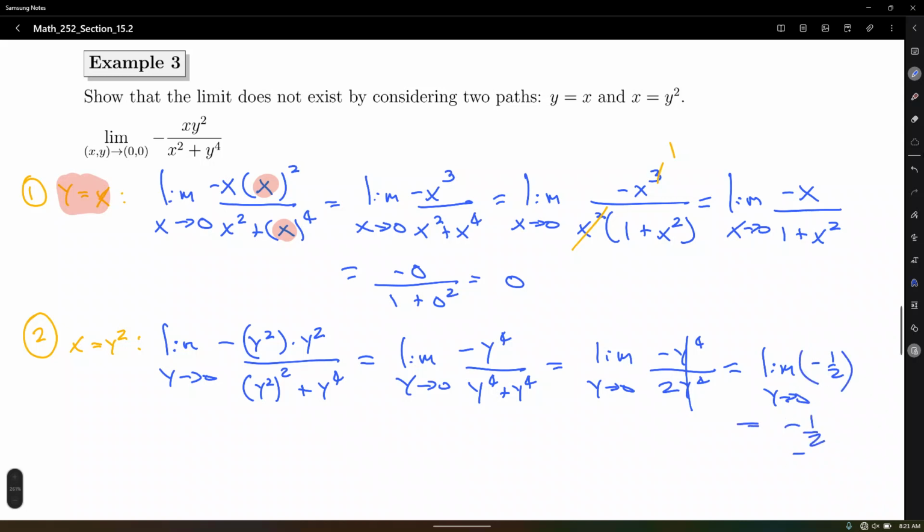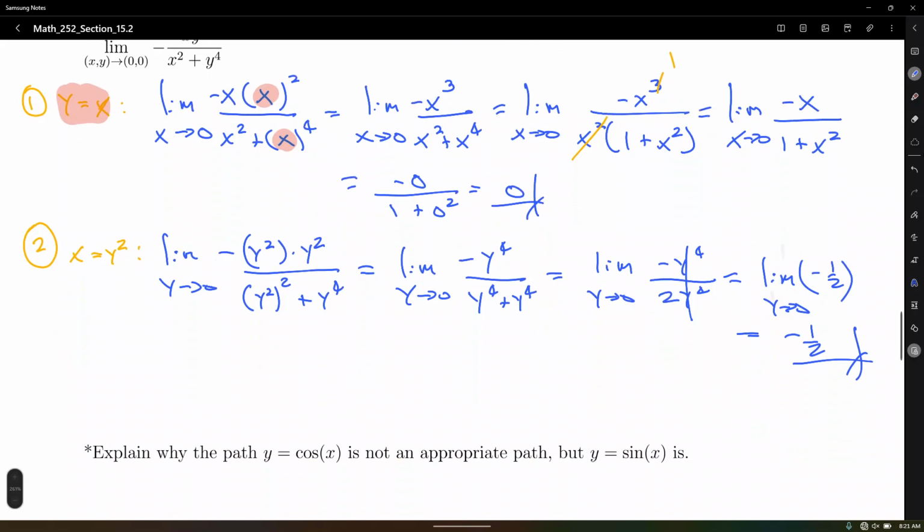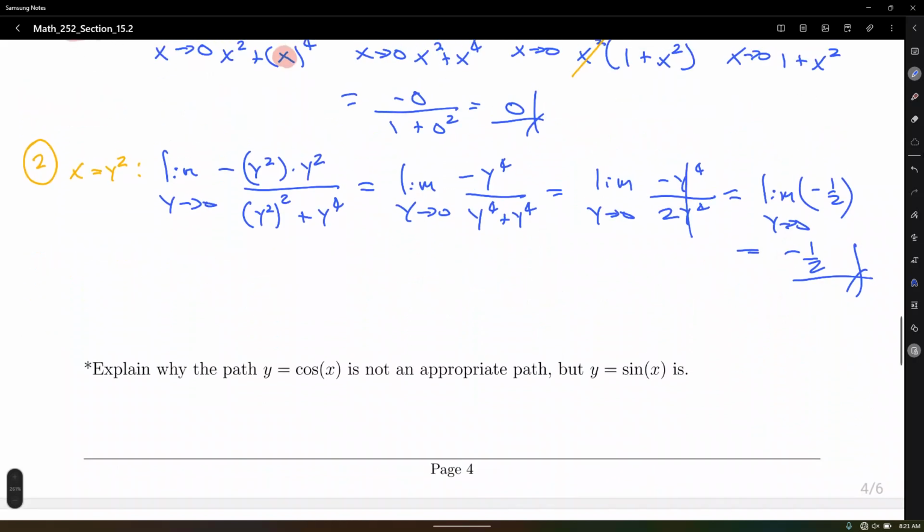And this is how we show that the limit does not exist: in this case, we're given the different paths and we're getting two different limits. All right, a question for reflection, or to expand the idea. Let's explain why the path y equals cosine x is not an appropriate path, but sine y equals sine of x is. So why is this?